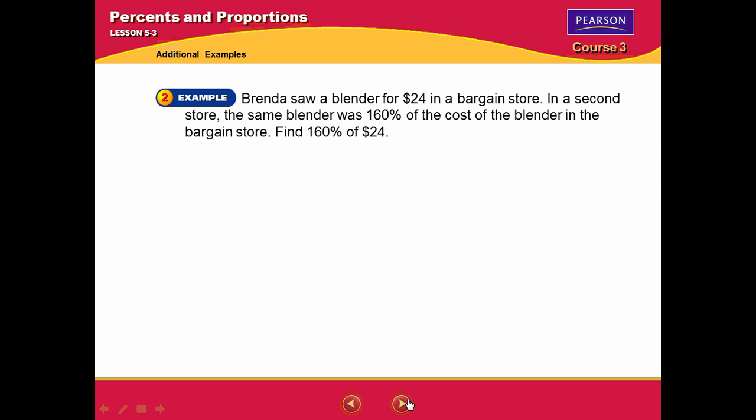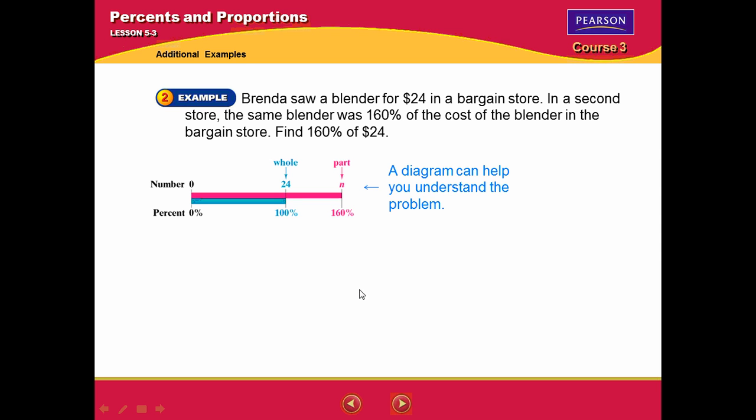Example 2. Brenda saw a blender for $24 in a bargain store. In a second store, the same blender was 160% of the cost of the blender in the bargain store. Find 160% of 24. Now in this case, our answer is actually going to be greater than 24 because we're looking for 160% of 24. So it's actually going to be more. Okay, the whole amount is 24. We're looking for the part, and in this case, the part is actually 160%.